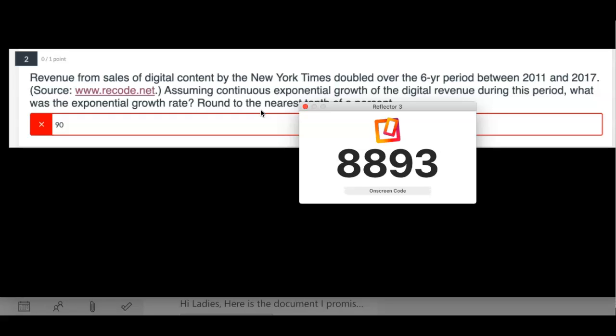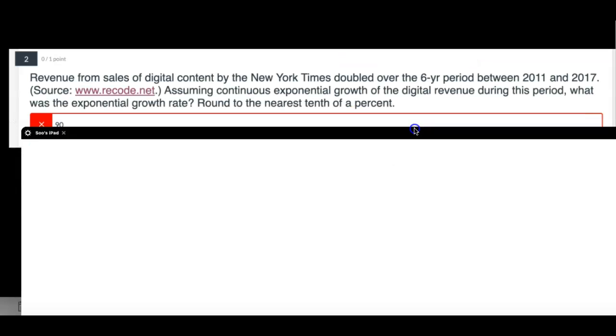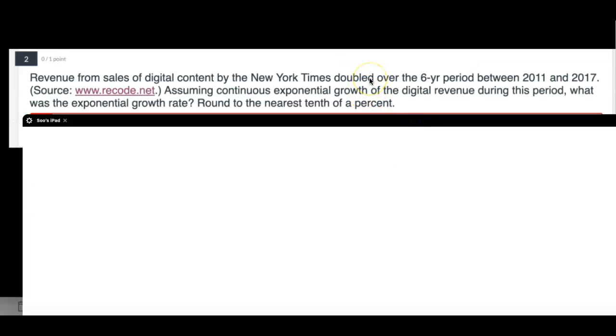Okay. They said continuous exponential growth, right? So what I'm going to do is use the continuous formula, A equals P e^(rt). They said that it doubled. So I can just say P is equal to 1 and A is equal to 2. It just doubled. So A is 2, P is 1.